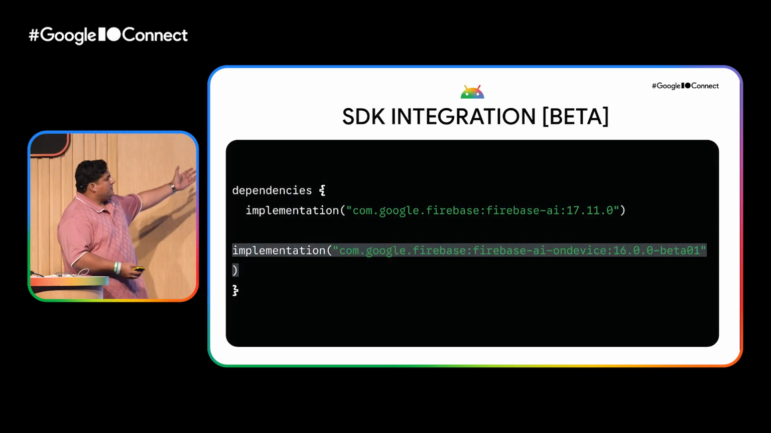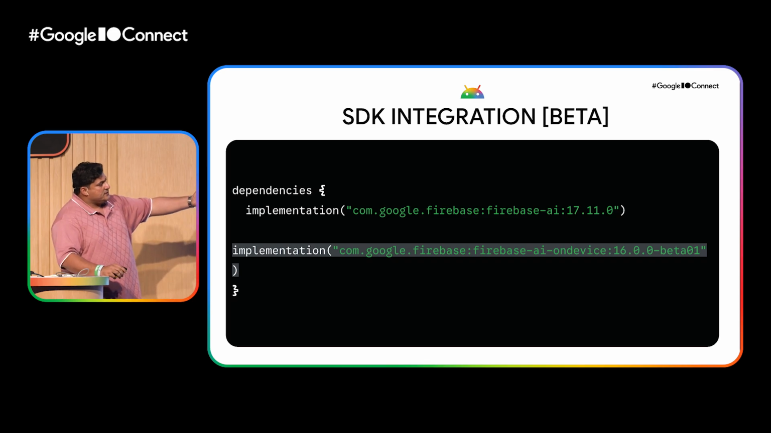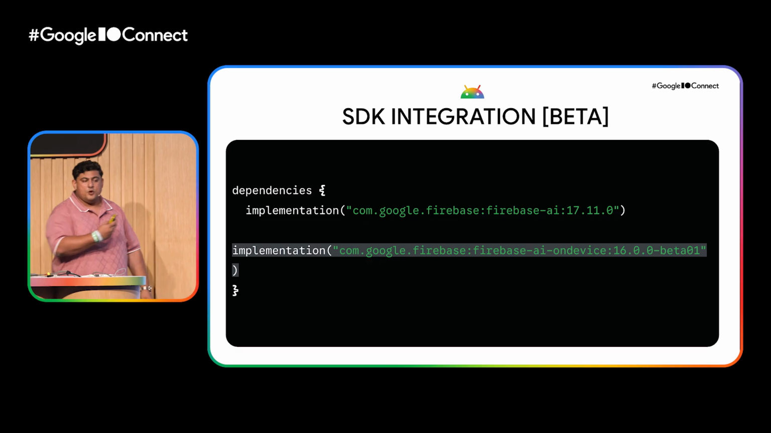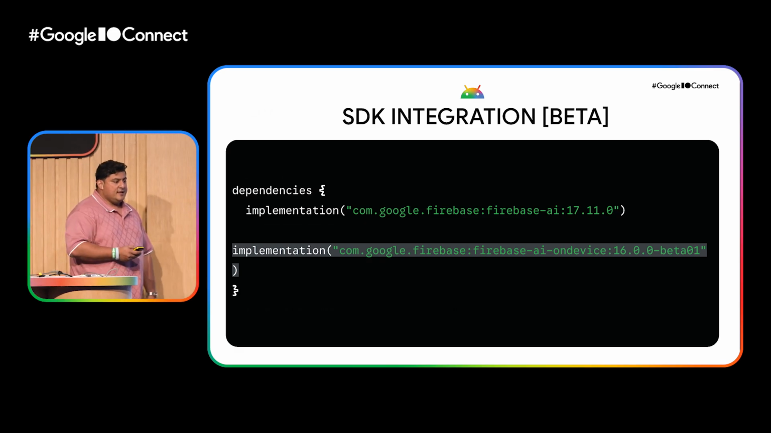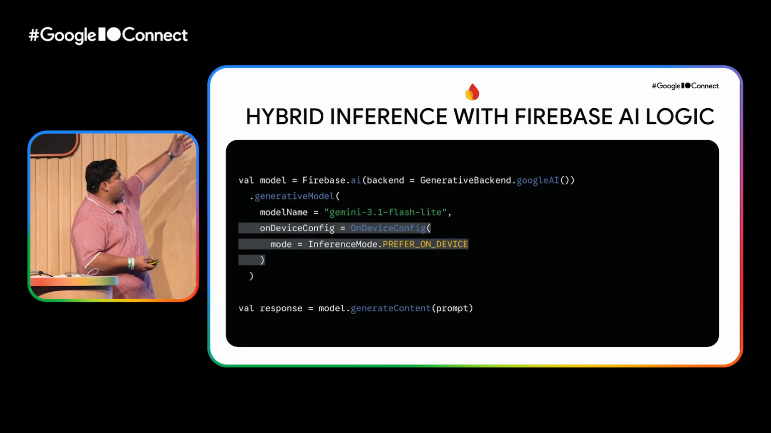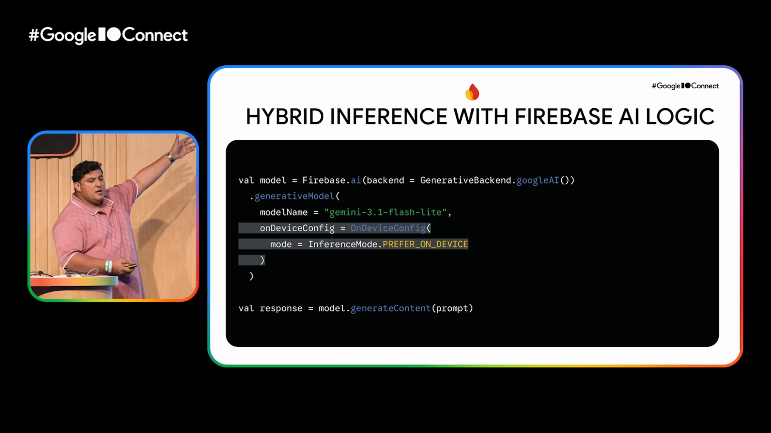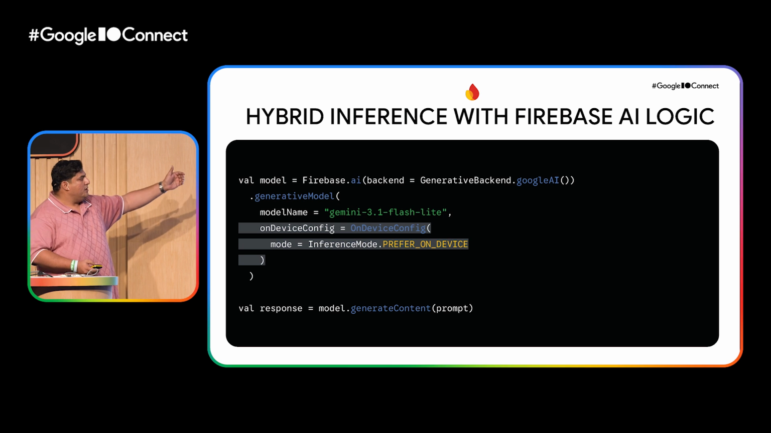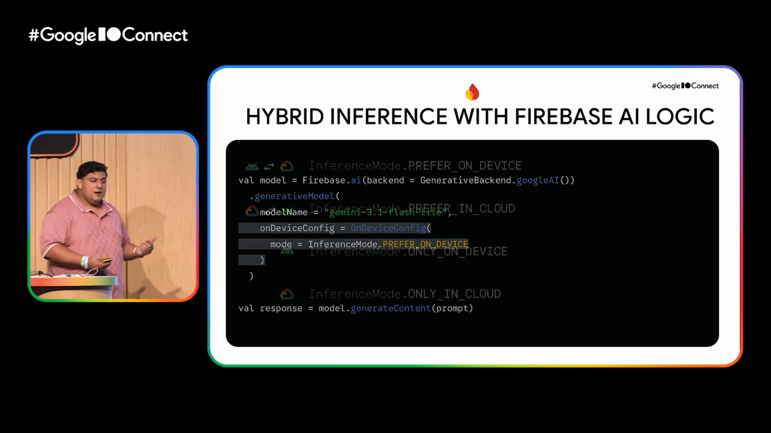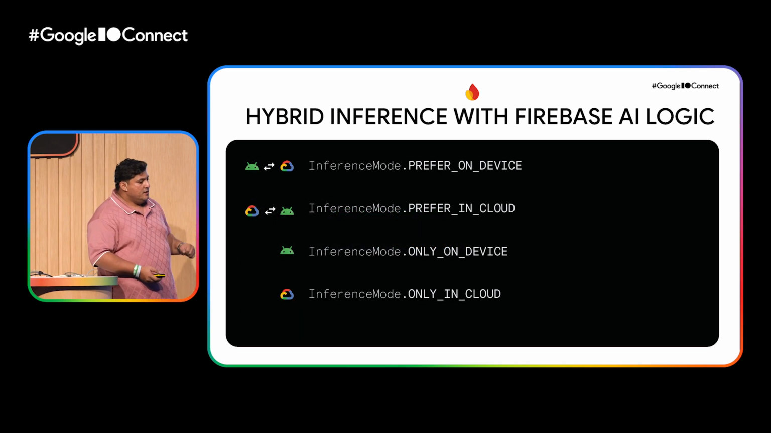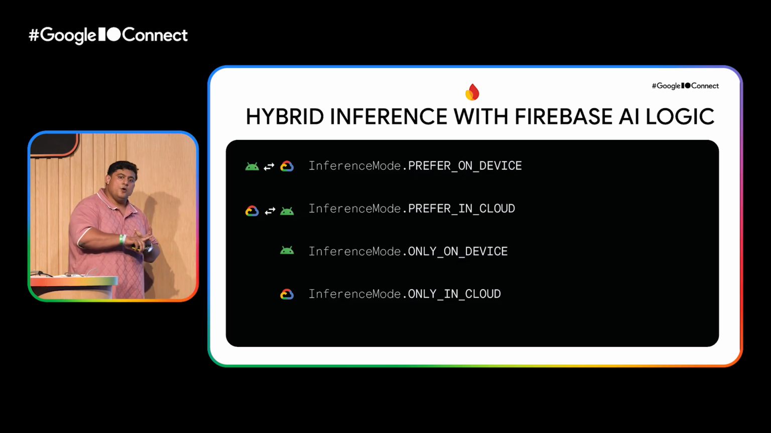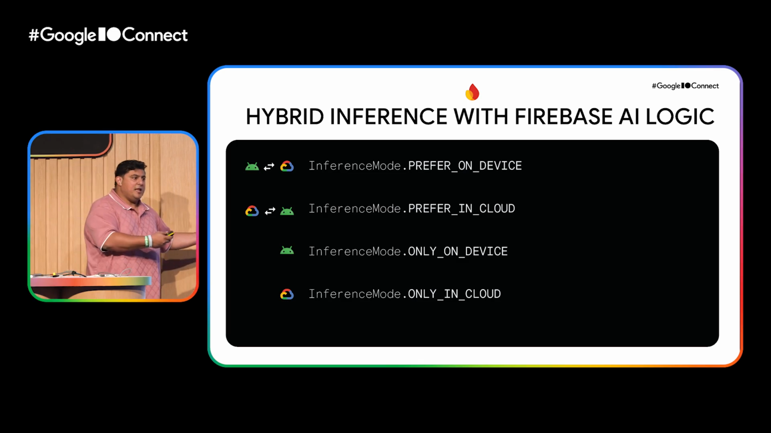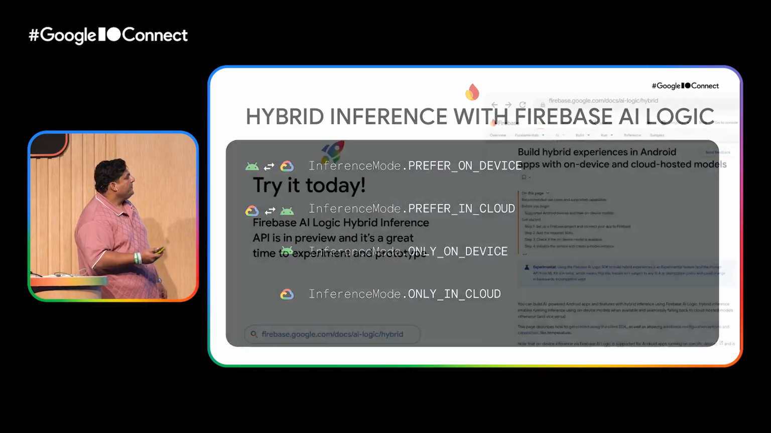So starting, you basically have to add the on-device dependency along with the Firebase AI Logic dependency. That's the first one: you integrate the SDK. The second one, the code part, is straightforward. As you are initializing your model, in the on-device config, you provide a mode called inference prefer on-device. Now, there are 4 supported modes actually. There's prefer on-device, there's prefer on-cloud, there is only on-device and only on-cloud. I'm not explaining them because they're self-explanatory, right? You know what happens when you give each one of them.